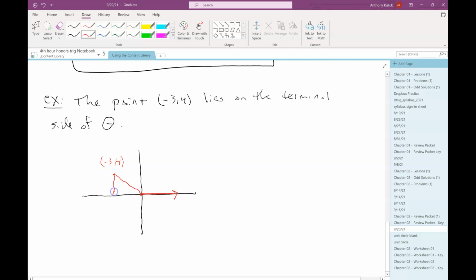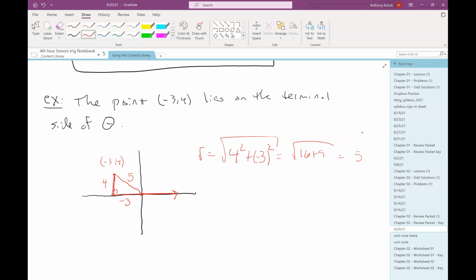I'm going to make my right triangle, or my reference triangle. I'm going to label the side lengths using x and y. Remember, the x-coordinate is always the part that's on the x-axis, and the y-coordinate is always the part that's up and down. When we make our reference triangle, it's worth noting that we're always drawing to the x-axis, never to the y. That's an important point to make. So our r in this case is going to be 5. Oops, 5, not square root 5. Square root 25, which is 5.